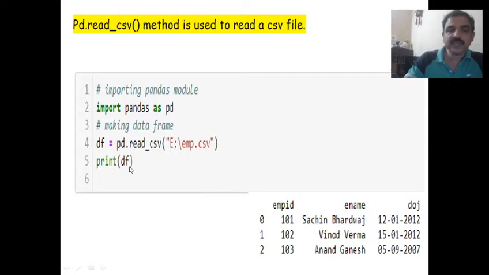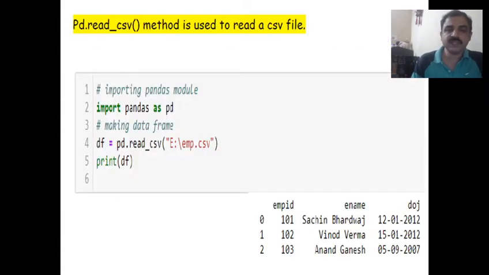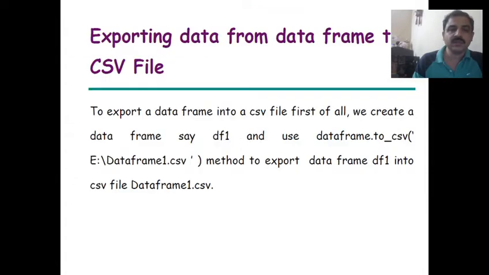Then if you write print df, the data which is read from the CSV file will be displayed as a data frame. This is just an example here. I'll show you a real example also through the programs. Next, this is how to read the file. Remember the function for reading is read_csv. Remember this, it may be asked in the exam also.